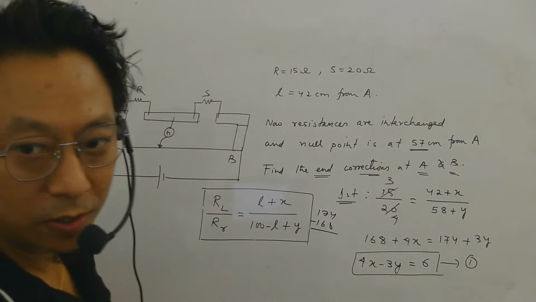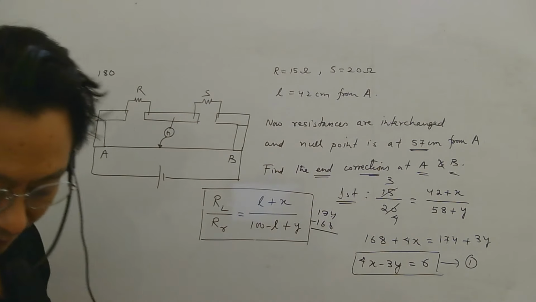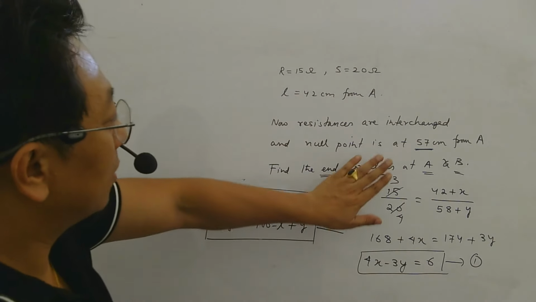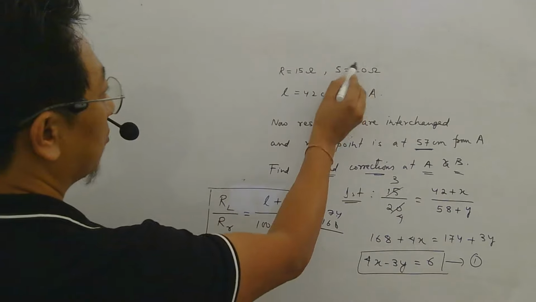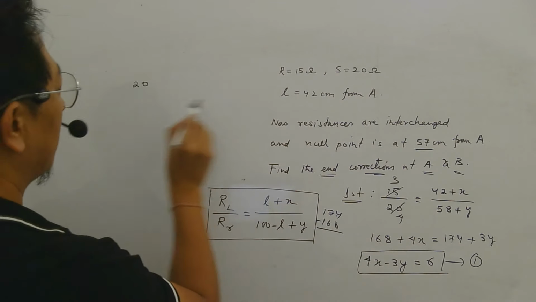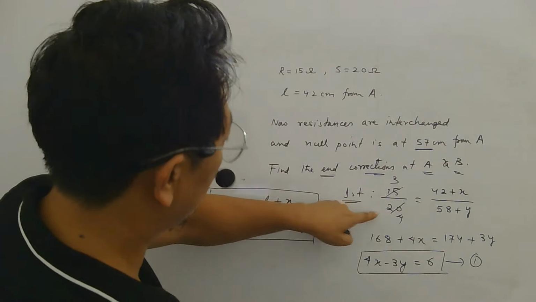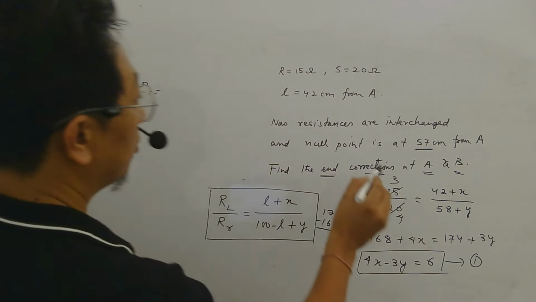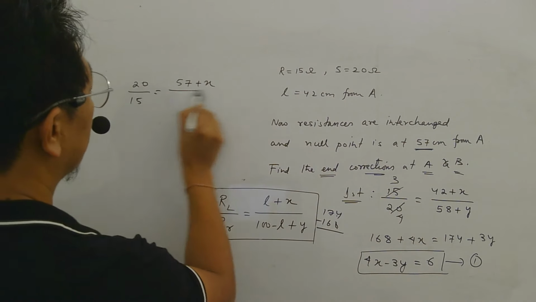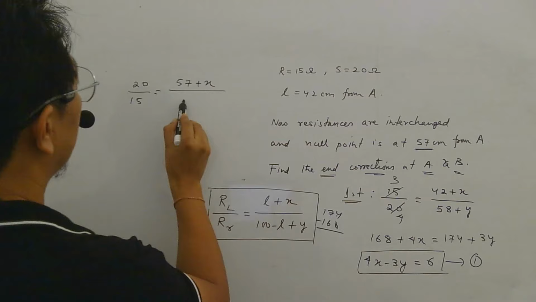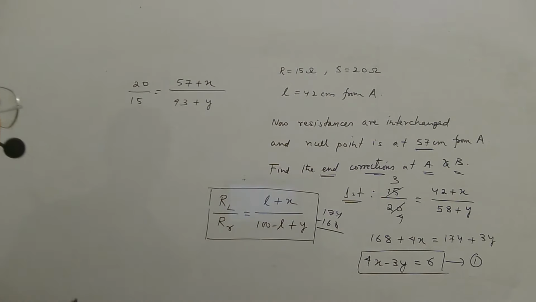Now you need one more equation to solve for x and y, which are your end corrections, remember. Now in the second case they told the resistances are interchanged, right? So now the resistance on the left gap will be 20, on the right gap will be 15. Before it was 15 by 20, now 20 by 15. Now the balance point is at 57 centimeters. So 57 plus x divided by 100 minus 57 will be 43 plus y, isn't it?